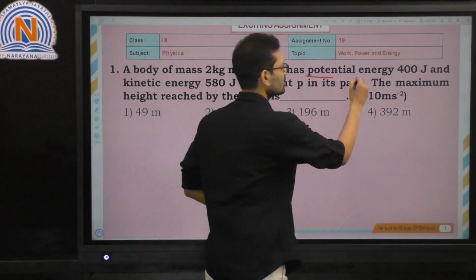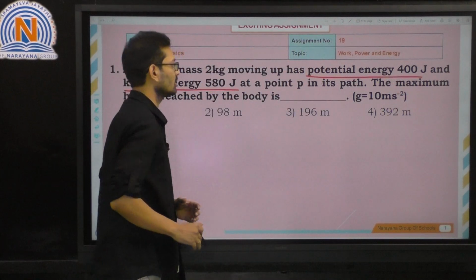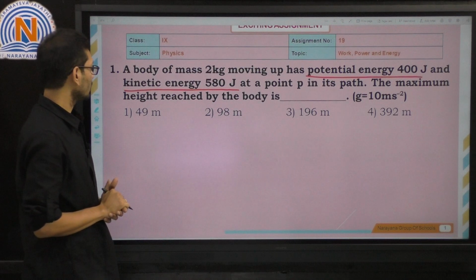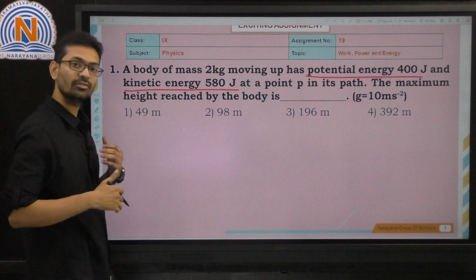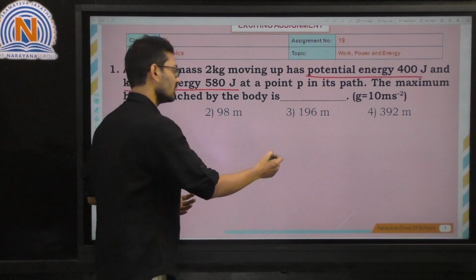Potential energy is given as 400 joules and kinetic energy is given as 580 joules at a point P in its path. The maximum height reached by the body is. He wants the maximum height. Now let us think about the maximum height.